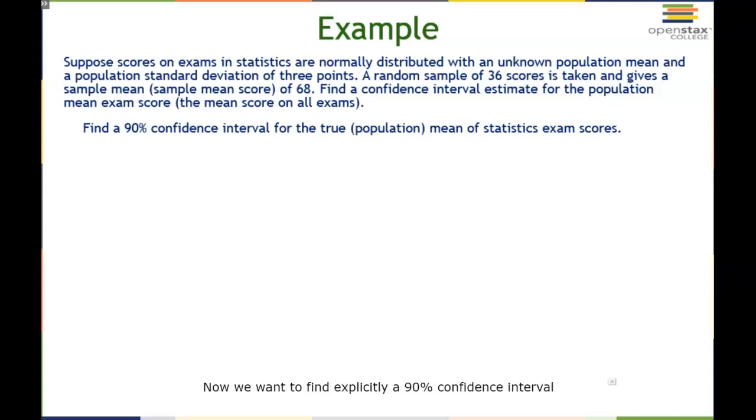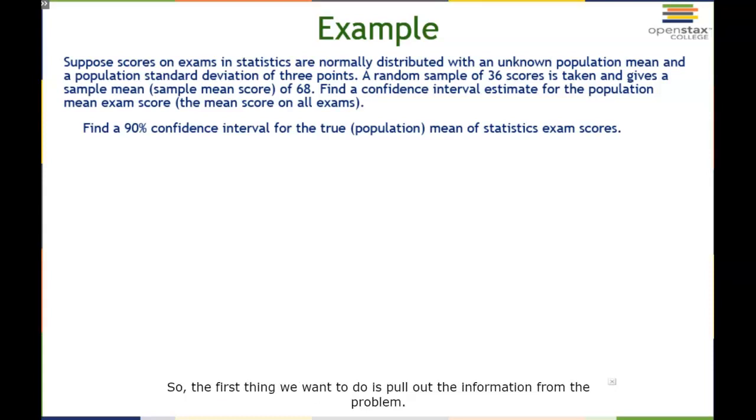Now we want to find explicitly a 90% confidence interval for the true population mean of the statistics exam scores. Here's what we're going to need. To find our error, we're going to have to find the correlating z-score. We're going to have to figure out what our standard deviation is, which is usually given to you, and we're going to have to figure out what our n is.